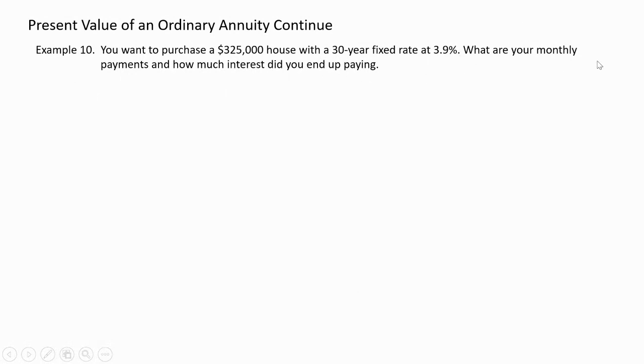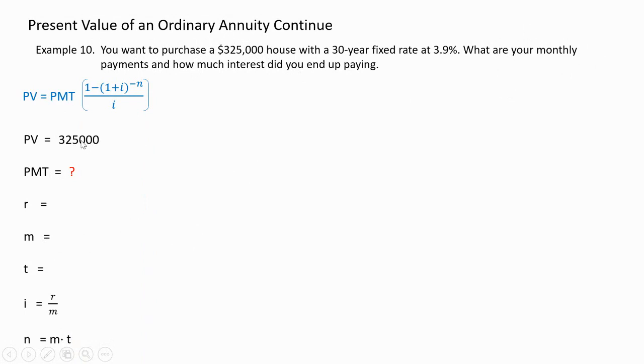It's always wise, guys, to know what your monthly payments are, to see if you can afford the house. But before you purchase a house, you have to get pre-qualified. So this person got pre-qualified for that amount. Again, that's my formula, so there's the 7 things. You want to purchase that, in other words, you want to borrow this much money right now from the bank. So this is your present value, and we're looking for the monthly payments. My R, our interest rate, is 3.9%, which will be 0.039.